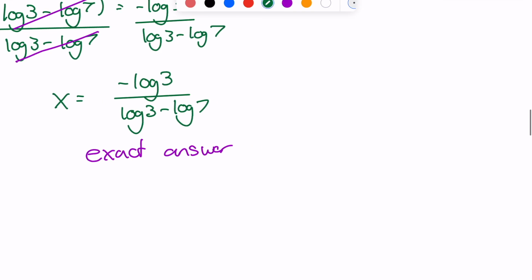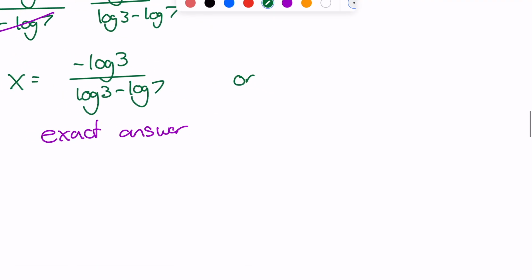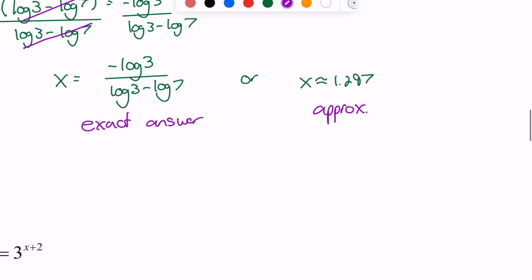Or you can express it as a decimal and just evaluate each one of these logarithms, okay? So practice with your BEDMAS, make sure you input it into your calculator. And if you do it approximately, check to see that you get roughly 1.297. So that would be the answer you would get if you did it approximately. So try out your calculator, see if you can get that same answer.